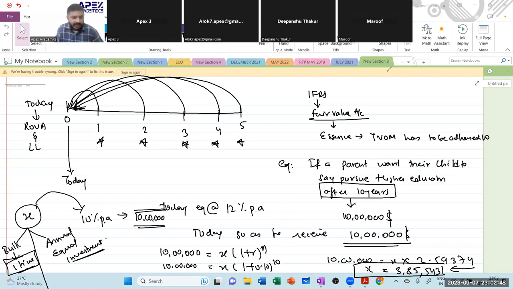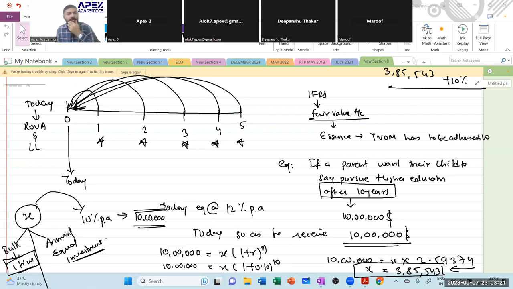I'll tell you how. Put 3,85,543 on your calculator. Press 10% once. Press it twice. Again 10%. Thrice. 4 times. 5 times. 6 times. 7 times. 8 times. 9 times. And 10 times. You will get 10 lakhs. Why? I just grew this at the rate of 10% every year. That was a bulk one time.